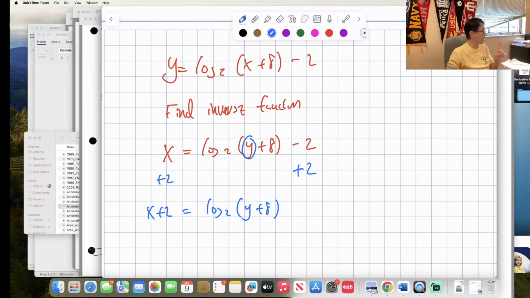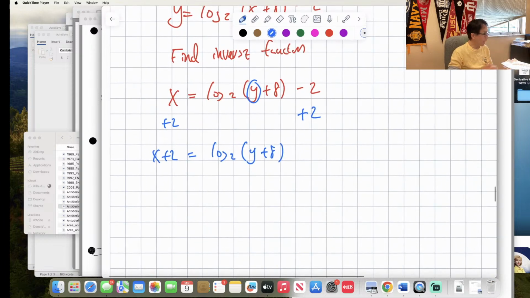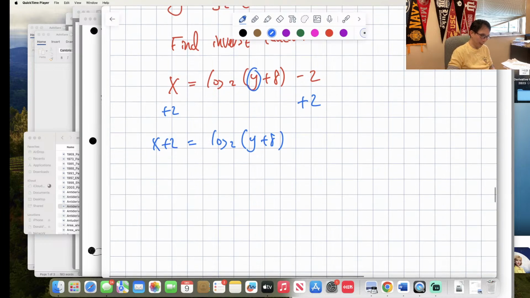Now, there are two ways to approach this. One is using the property. One is changing to exponent form. Either way, it's fine. So I'm going to use the property first. If I confuse you, you can use it the other way. So the property is basically, how do you get rid of log 2? According to the property, if you have b to the log b of x, that's equal to x, because b and log b are inverse to each other.